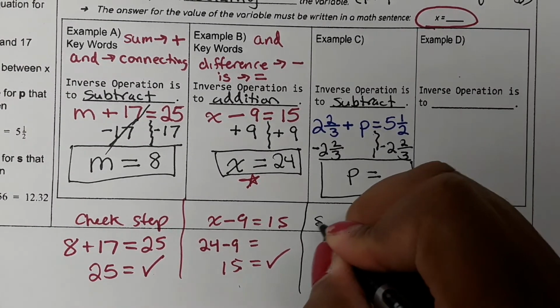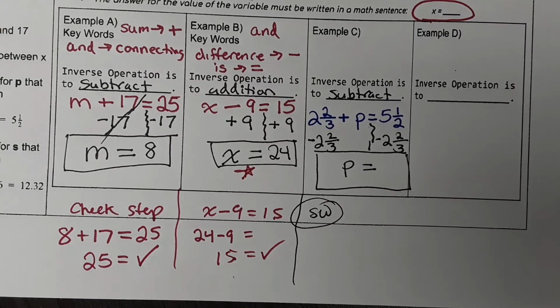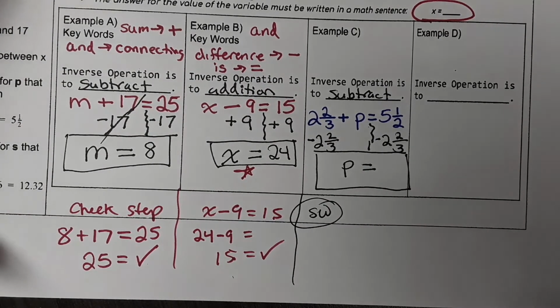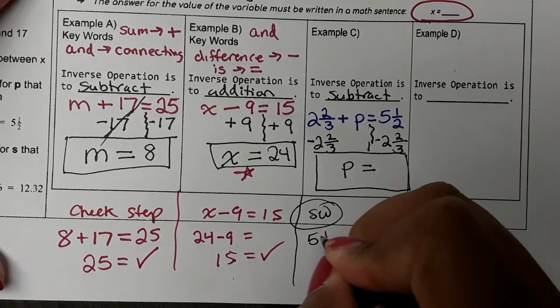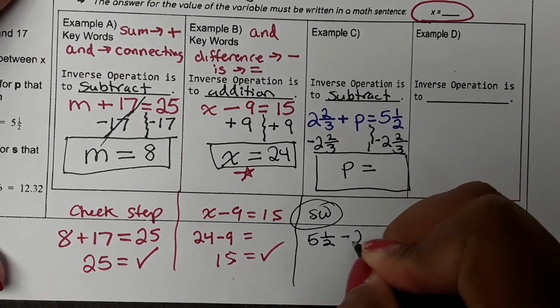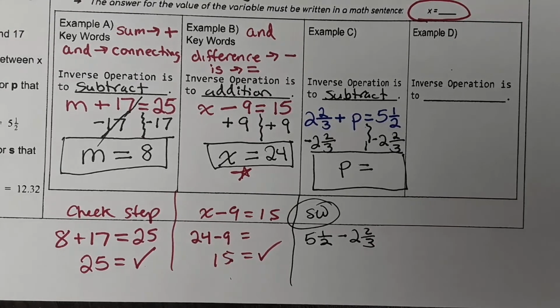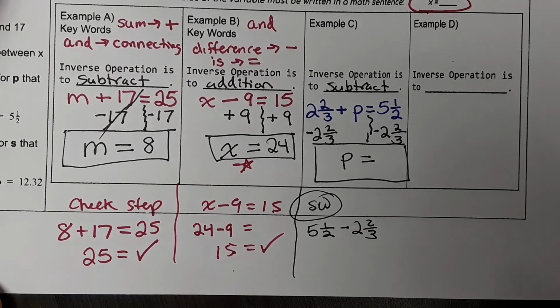So I'm going to go down here and do my sidekick side work because, you know, we're all superheroes. But superheroes sometimes need a sidekick. So bring out your side work. So I'm looking at 5 1/2 minus 2 2/3. Now as I look at this, I'm like, hey, let me change them into improper fractions. That way I don't have to regroup and work with that mess.